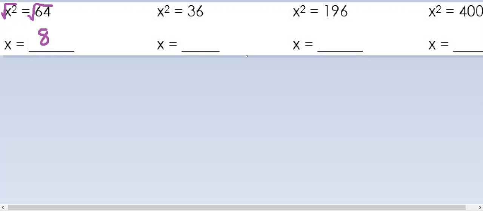In my next example, I have x squared, so I have to take the square root. The square root of x squared gives me x. And then I have to do the same thing to the other side to keep it equal. The square root of 36 is 6.